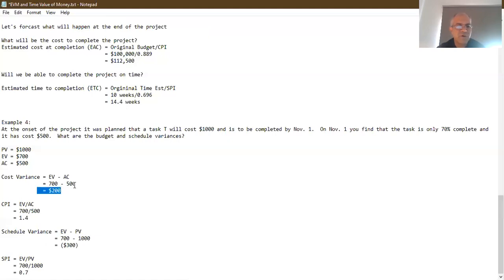So what is the outcome here? Because it's a positive cost variance and the CPI is bigger than one, this project is going better on the budget; we're going to end up spending less money than what we had planned for this project. And the schedule variance is negative and the SPI is 0.7. So that gives us an indication that we're going to be late as far as the completion of this project is concerned.